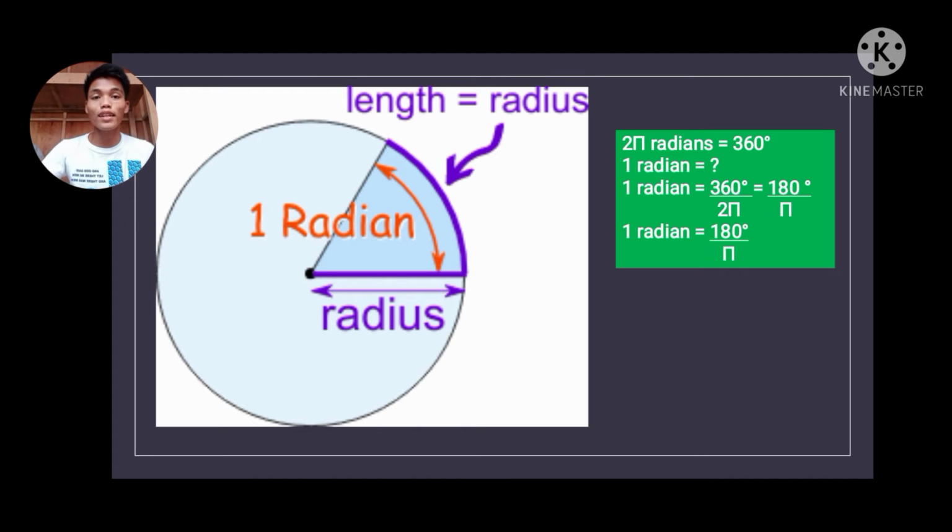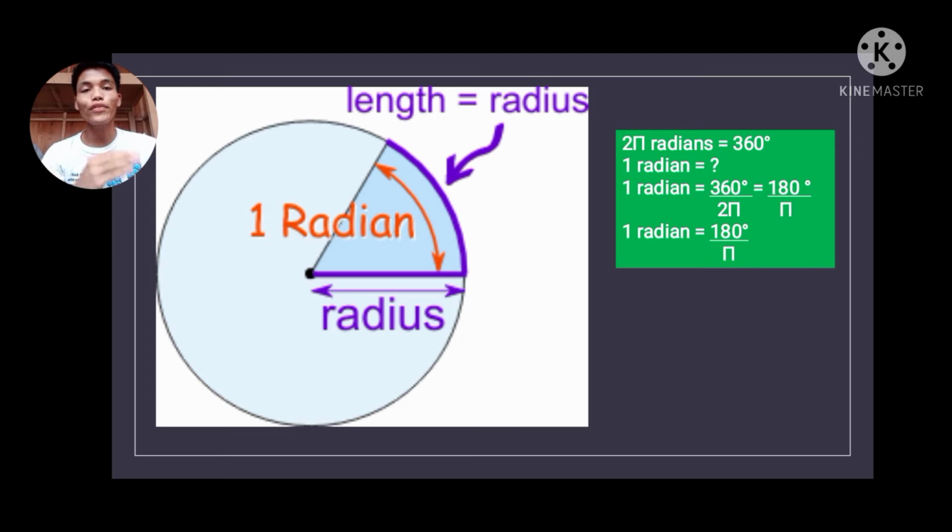Now let's look at the illustration about radian. As we can see in the illustration, there is one radian and there is a radius. The arc length is equal to the radius. But the main question in this problem, or in this report, is what is one radian in degrees? This is the reason why one radian is equal to 180 degrees over pi. Let's go back to our illustration and see what it really is.